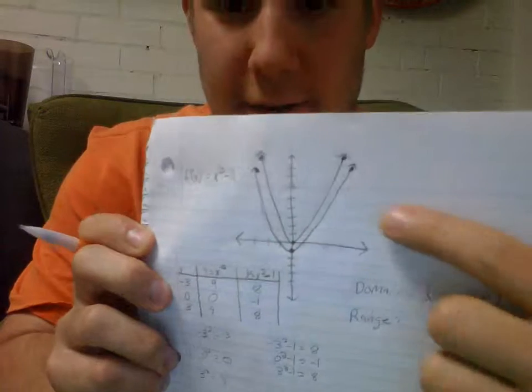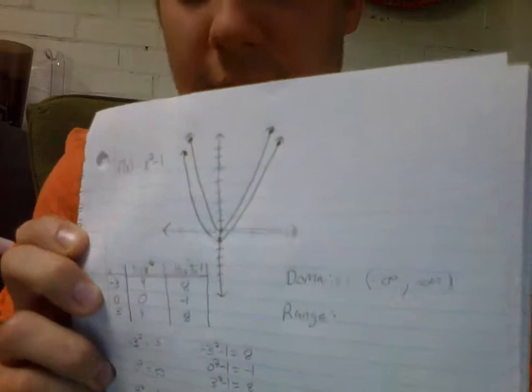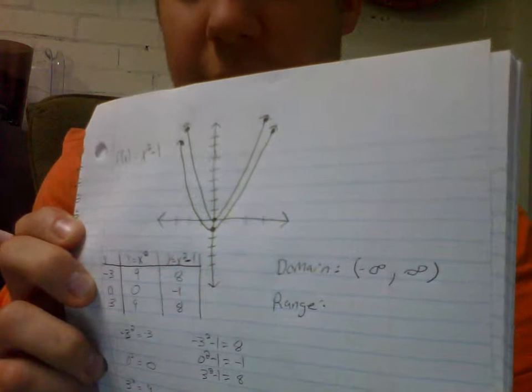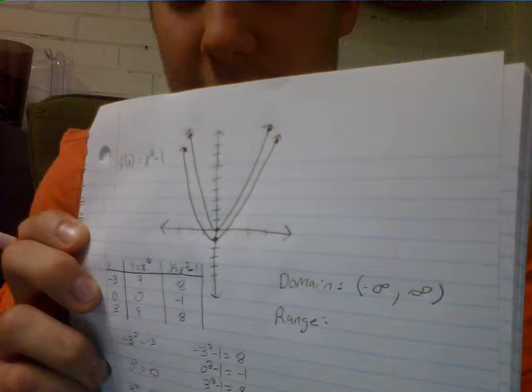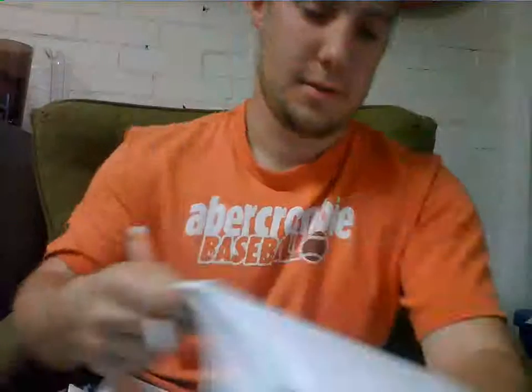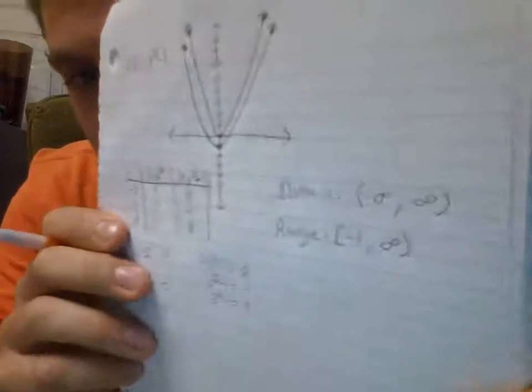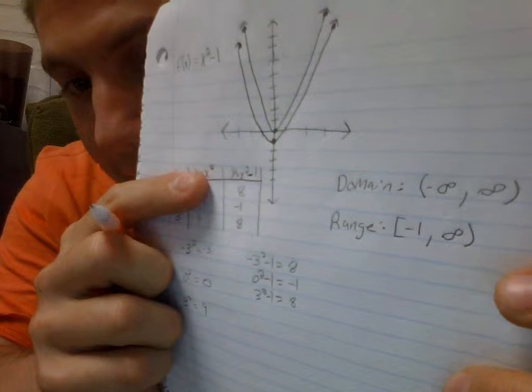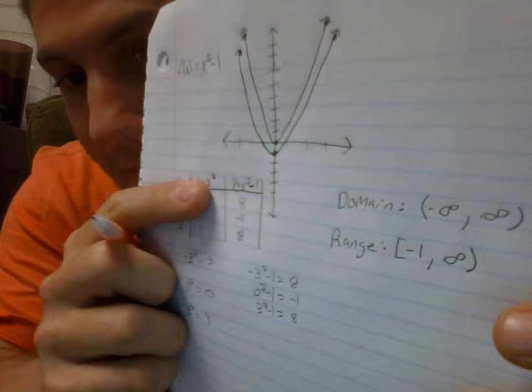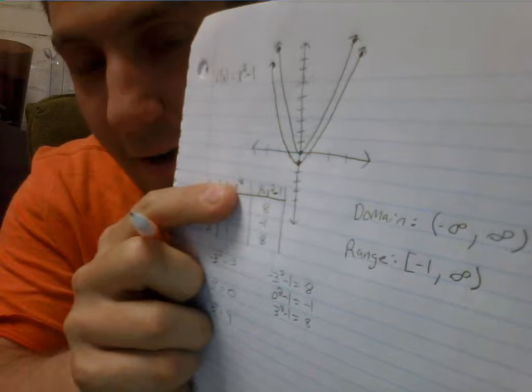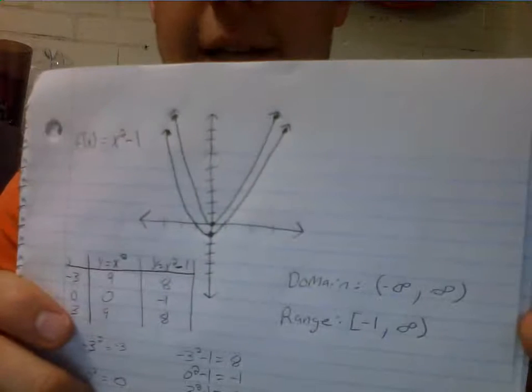And as you can see on the graph, it goes till -1, so it stops there and continues on to positive infinity. And I'll show you how to write that. And with this one, we use a bracket because it is equal to -1. And that is how you find the domain, range, and graph y equals x squared minus 1.